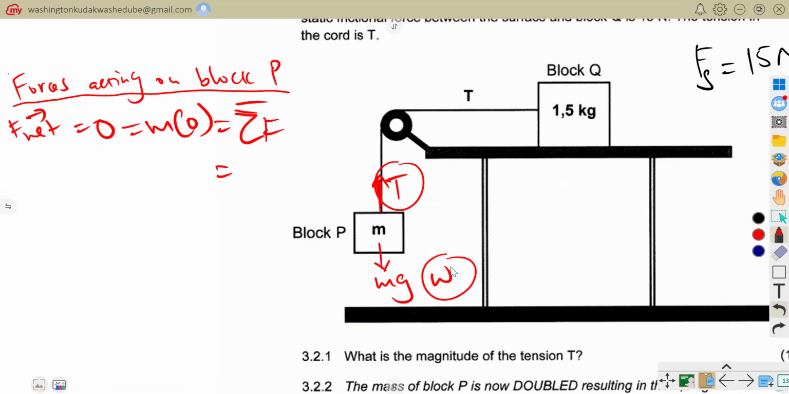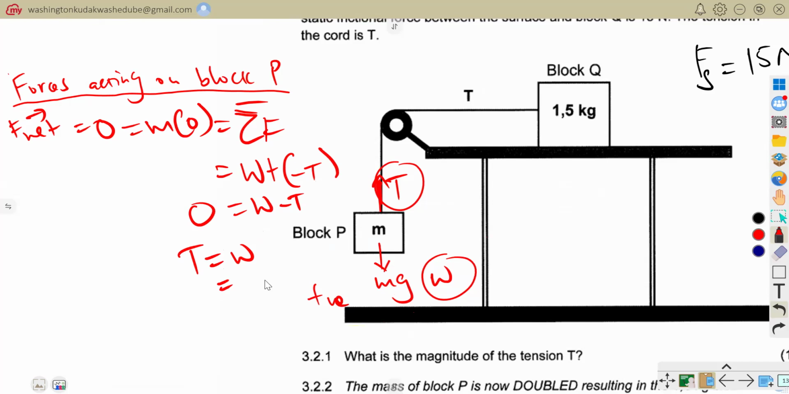Now we need to determine a positive direction. We'll take going downwards as positive. So our weight would be positive plus our negative tension. So you would say W minus T is equal to 0. If that is the case, tension is simply equal to the weight of this object. However, we only know the gravitational acceleration, which is 9.8, and the mass being given as m. So we now have two unknowns, which are the tension and the mass of this object.